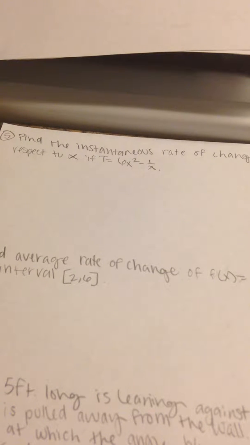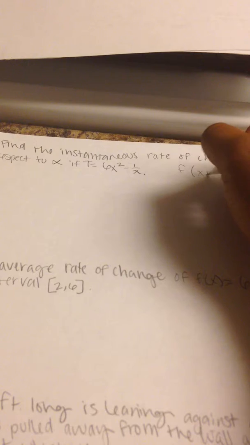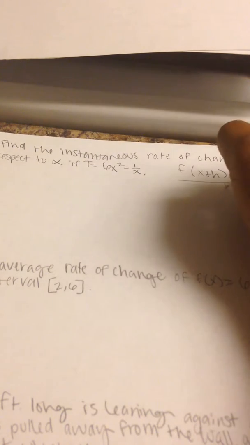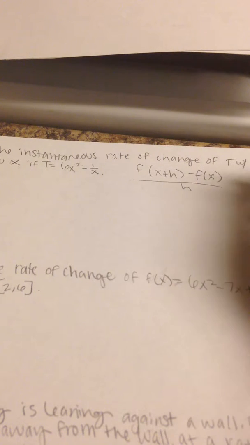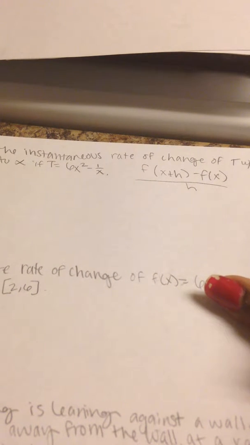Okay, number 5 says find the instantaneous rate of change of t with respect to x if t equals 6x squared over minus 1 over x. So first I would write the formula to find that, which is f of x plus h minus f of x over h. And then I would substitute the equation in for x everywhere I saw it.